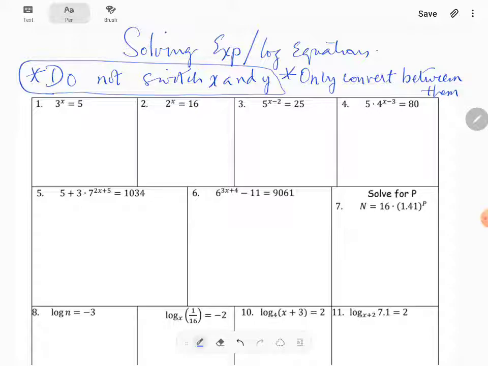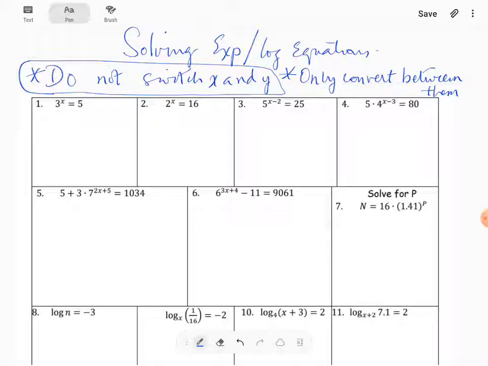Usually, solving involves just one variable or not. In any case, you don't have to switch anything. You just convert between exponential and logarithms. That's what I was trying to emphasize. I'll just do maybe three or four problems, not more than that, in this video. But I'm going to give you a complete key for this handout for your perusal in my Google Classroom.